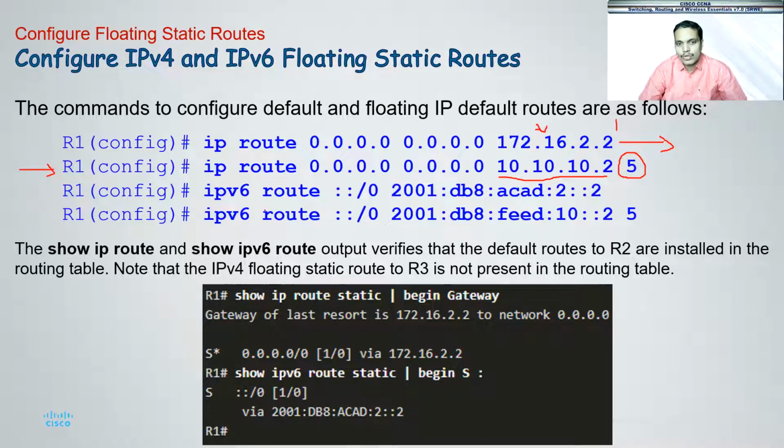The same thing holds good for IPv6 also. For this, the administrative distance will be 1. But for this floating static route, the administrative distance will be 5. So as long as the path with an administrative distance of 1 is active, this will not come into play. You can see here at the earlier stage, when you type the show ip route static command, the first one is shown here, 172.16.2.2. Even for IPv6, only the first path will be selected.